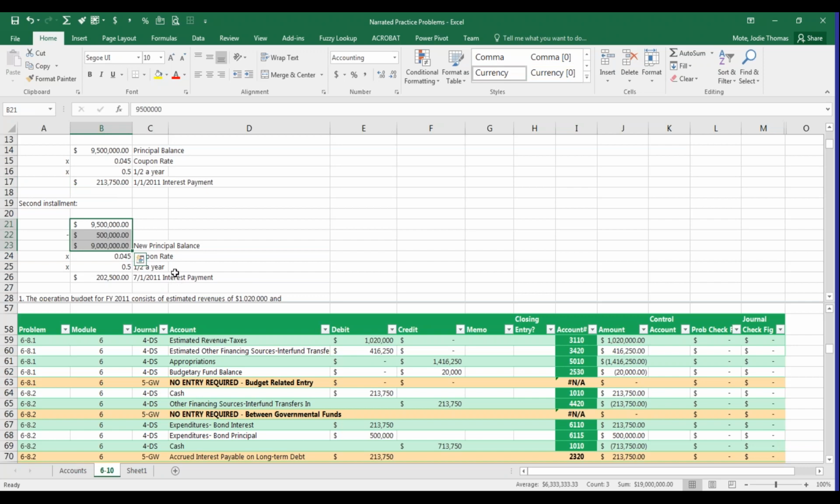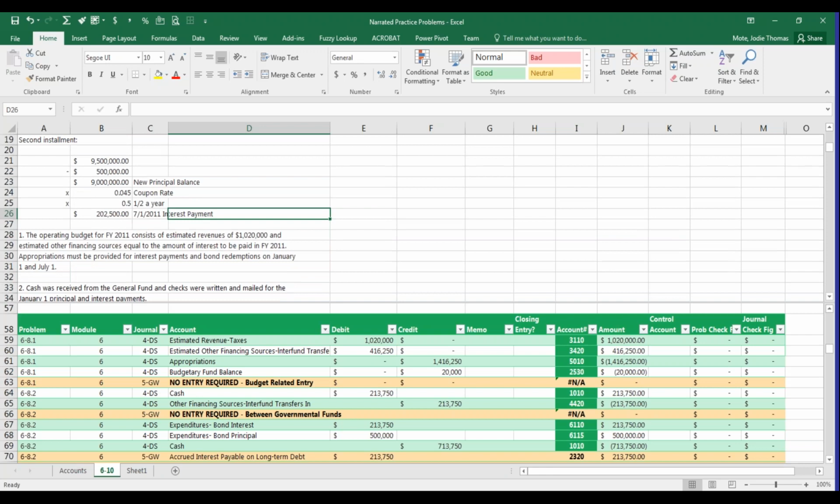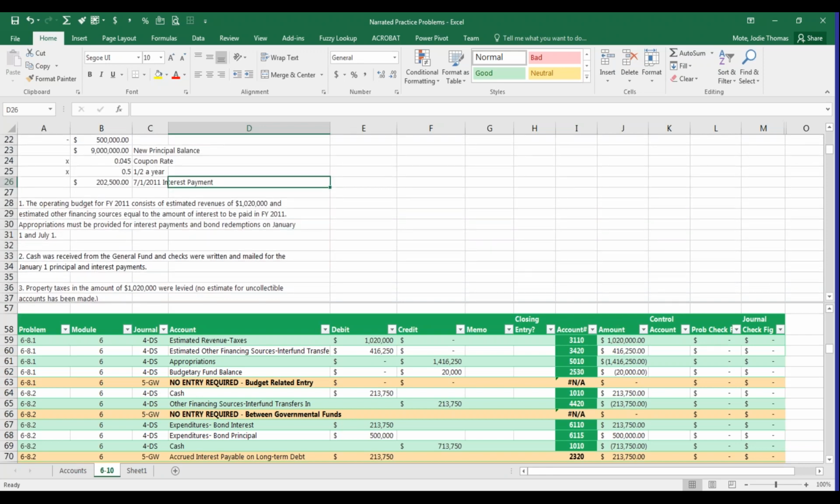For the second one, you do the same thing, except you subtract that first $500,000 principal payment you're going to make on 1/1. This gives you your 7/1/2011 interest payment of $202,500. When you add those together, that gives you your total interest payments of $416,250. So that's going to help us prepare our budget, which is the first problem.